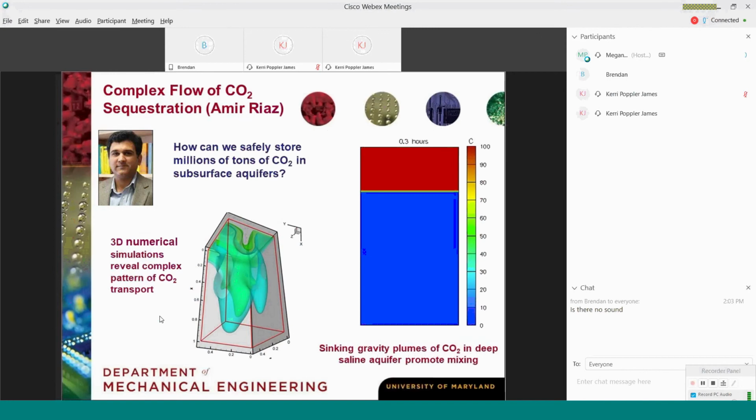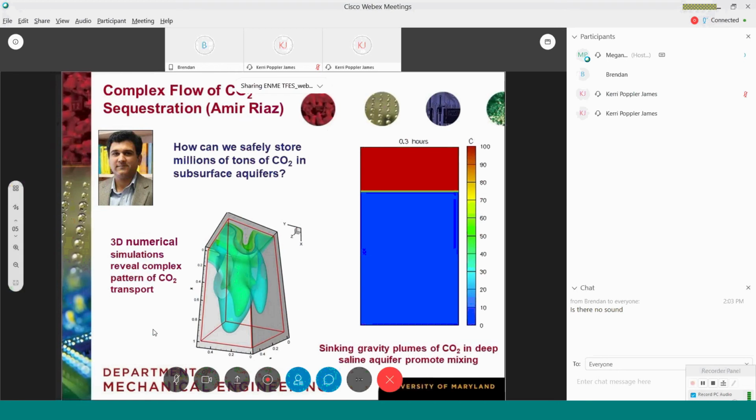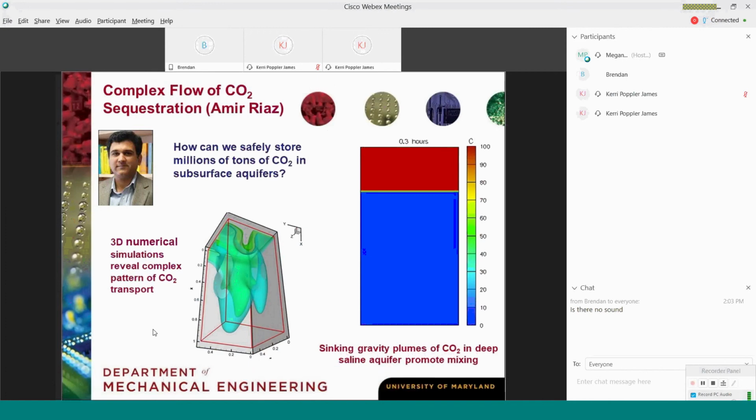And I'm sure you know that one of the ideas in reducing the CO2 emissions is to capture CO2 from power plants, etc., and then pressurize it and put it underground. And if you're doing that, one of the problems you have is that you want to keep it there for thousands of years. And it is a fluid mechanics problem.